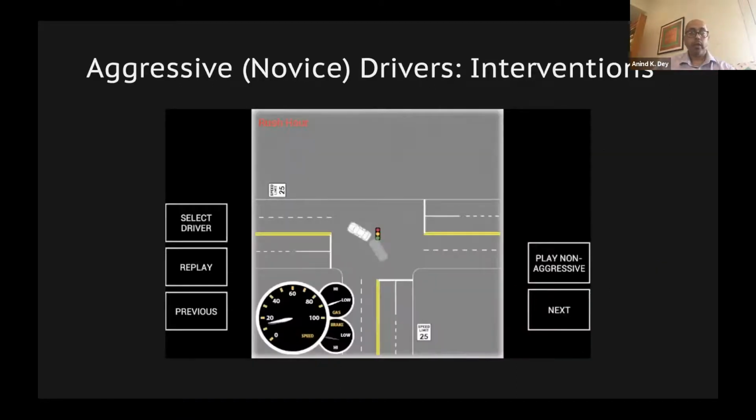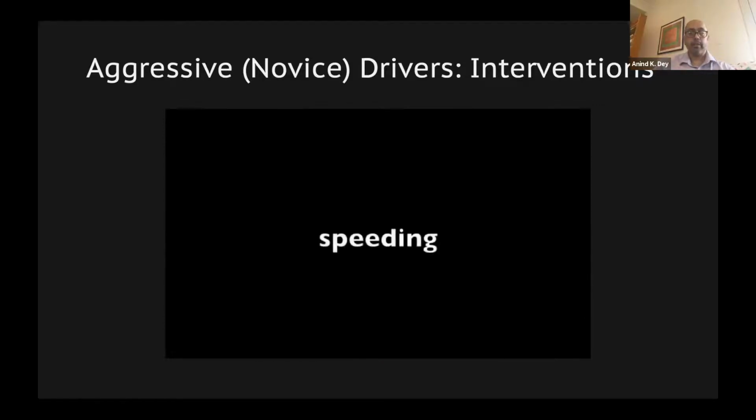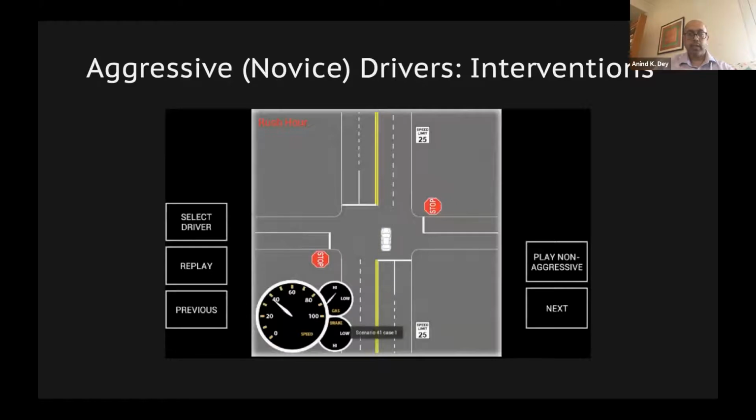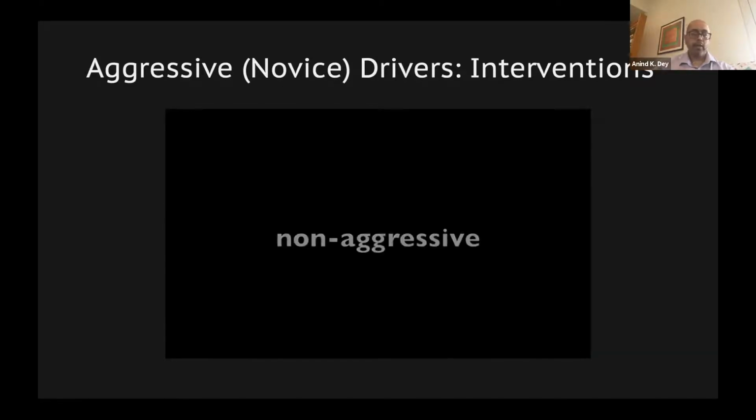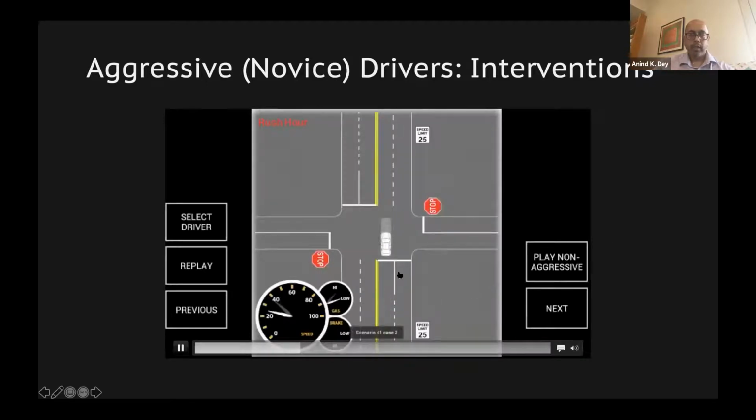And so we've been working on interventions that we could show to individuals to help them at least demonstrate how they might be less aggressive. What you're going to see here is how an aggressive driver moves through an intersection, and then overlaid on top of that, you can see how a non-aggressive driver would have done that same thing.